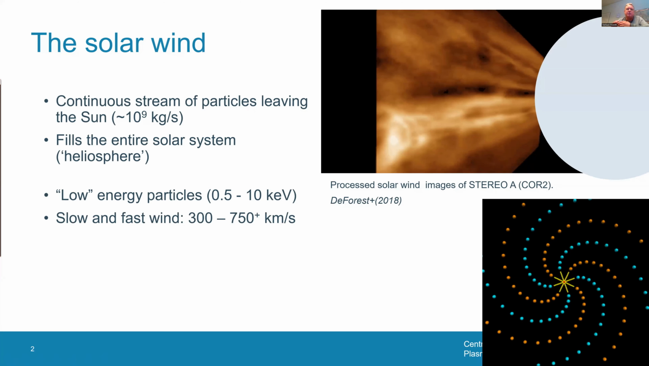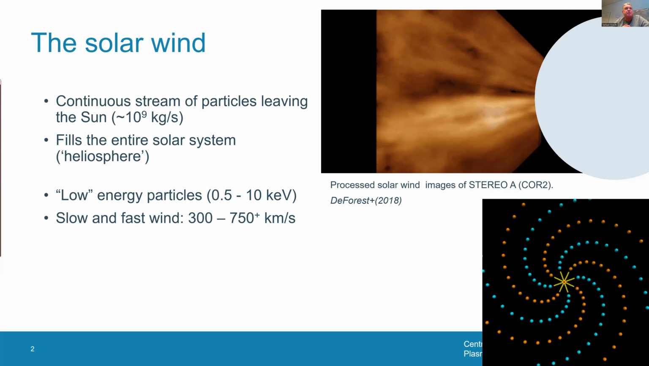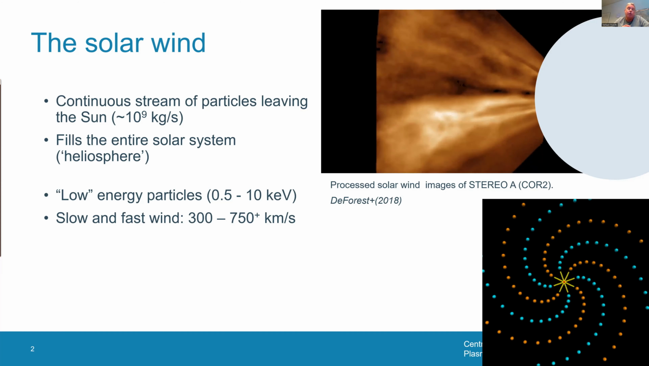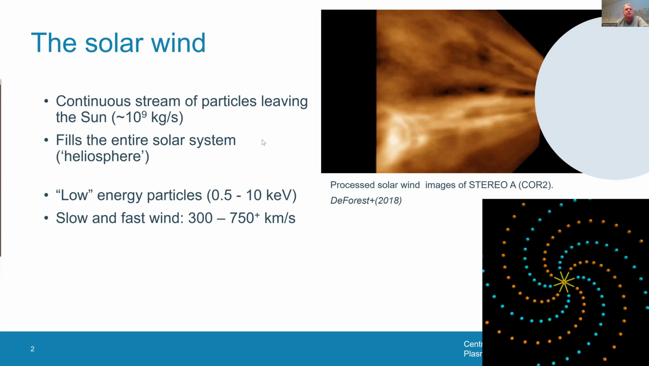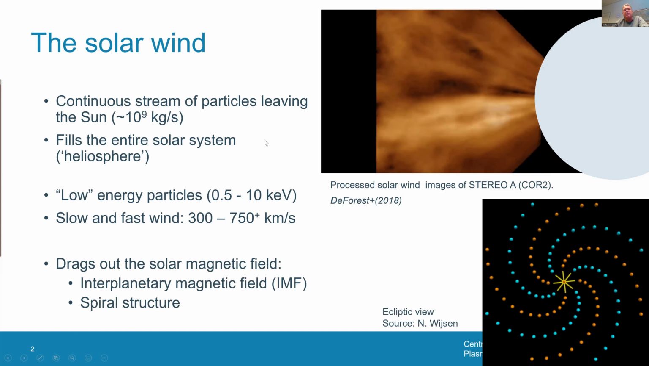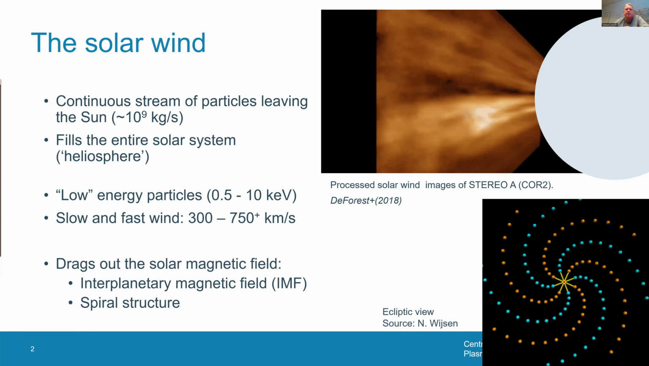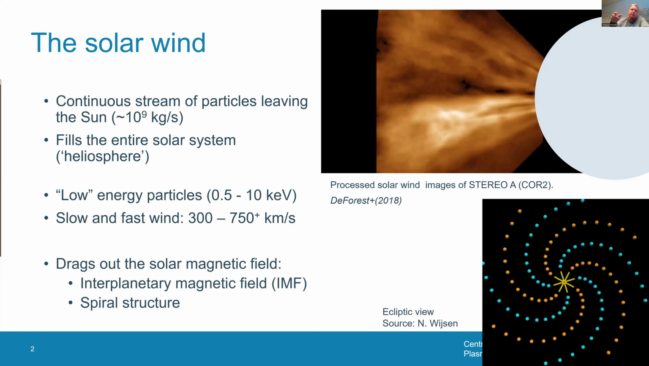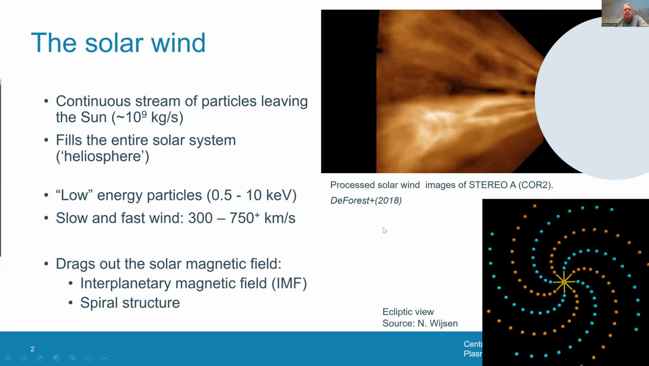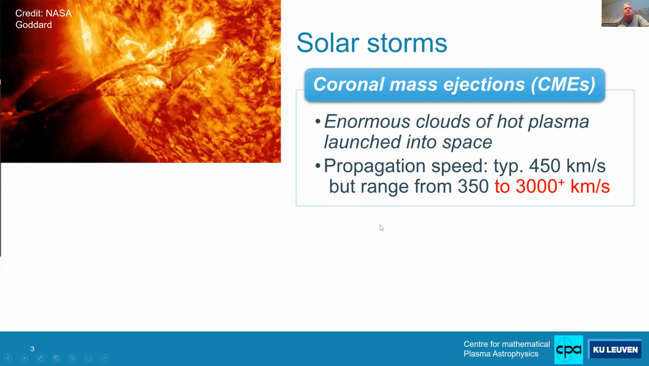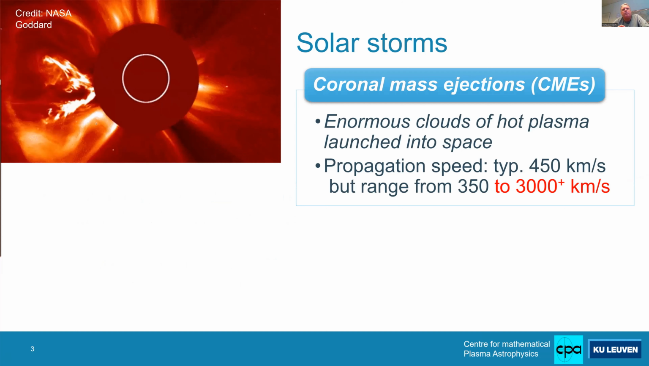It's a bimodal wind, so there's a fast and a slow wind, but this is relative, of course, because even the slow wind is at 300 kilometers per second, so this is 1,000,000 kilometers per hour, and the fast wind is at 750 and more kilometers per second. It's not only the speed that is different, it's also the density, and the chemical composition of the two winds is completely different. Now, this wind drags out the solar magnetic field, and so it creates what we call the interplanetary magnetic field, which forms a spiral structure because of the rotation of the sun, as you can see in this animation.